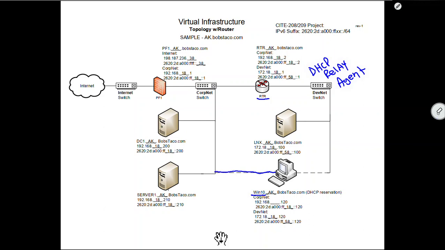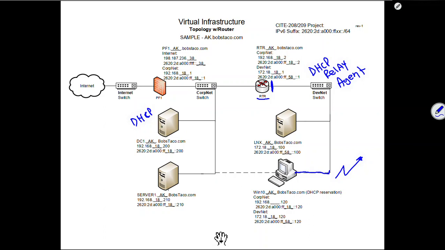When we install DHCP on DC1, we created a scope for CorpNet IPv4 IPv6 and DevNet IPv4 IPv6. And we also then created a reservation for Win10 on both of those networks. When Win10 is over on the DevNet side over here, it powers up and it puts out its DHCP discovery packet. But remember that routers, they stop broadcast packets. DHCP discovery is a broadcast packet. And so RTR is going to block that.